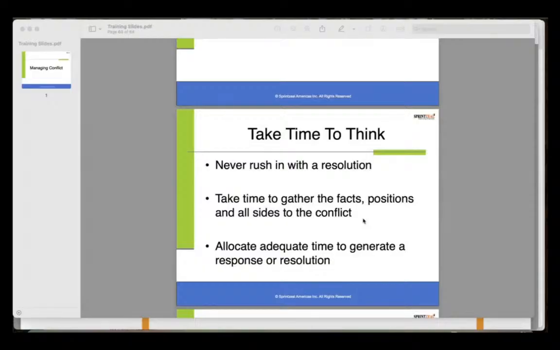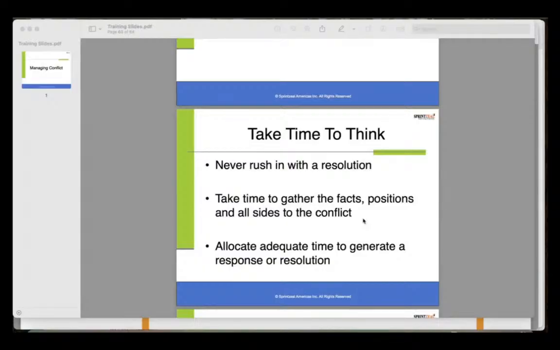Then allocate adequate time to generate a response or resolution. Here also, it is being said that there is no need to rush, because it may be a complex process. So that's a complex process. We should not rush on this. We should allocate adequate time to generate a response or resolution.